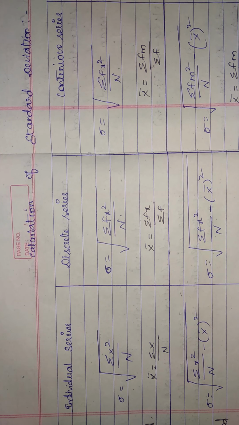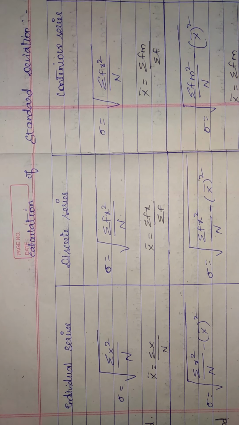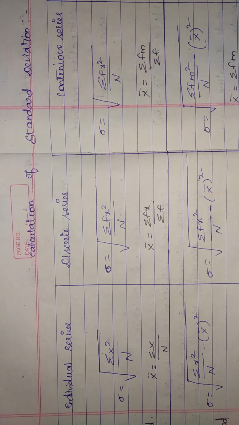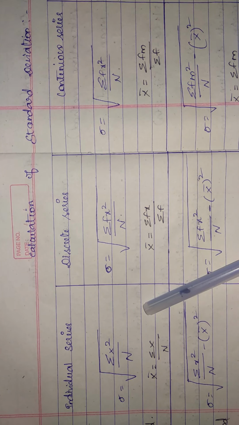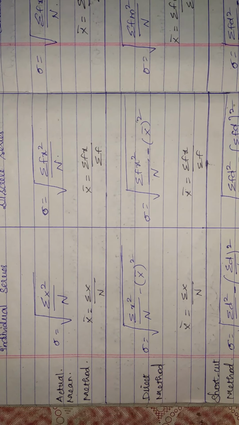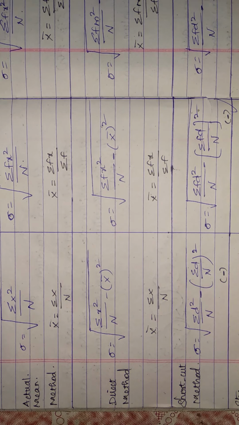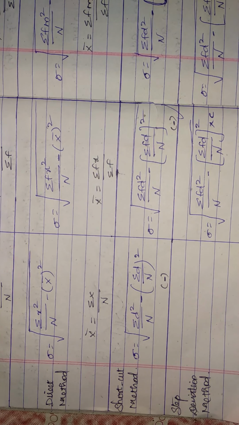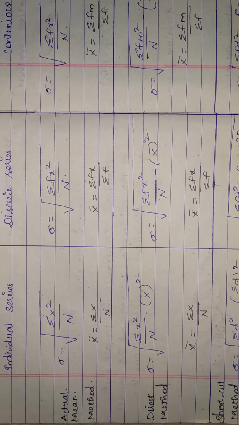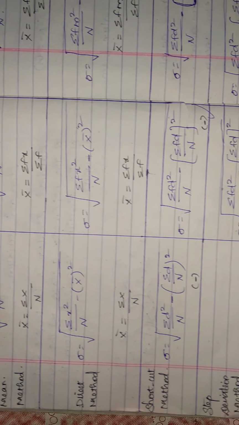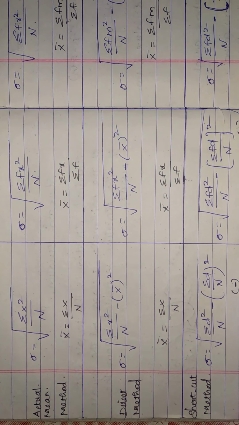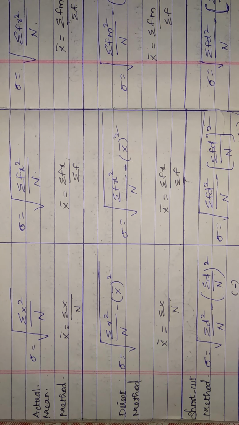Calculation of a standard deviation consists of three series: individual series, discrete series, continuous series. Now we are going to see the individual series. In all these series there are three or four methods: actual mean method, direct method, shortcut method, step deviation method. In individual series, we don't have the step deviation method. We have only three methods: actual mean method, direct method, shortcut method.